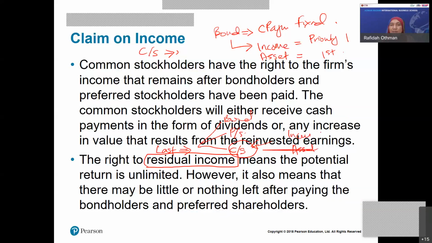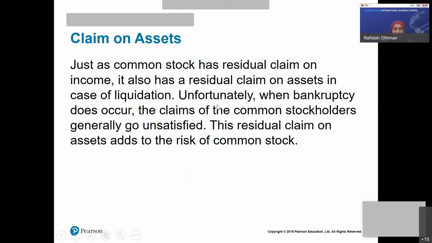Okay, so income is from your net income, and this one is assets in the event of bankruptcy. So this is the claim on income, and this is the claim on assets. It is still a residual claim on assets. So we are talking about a residual claim on assets.